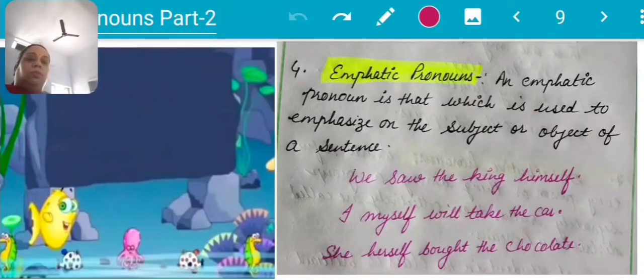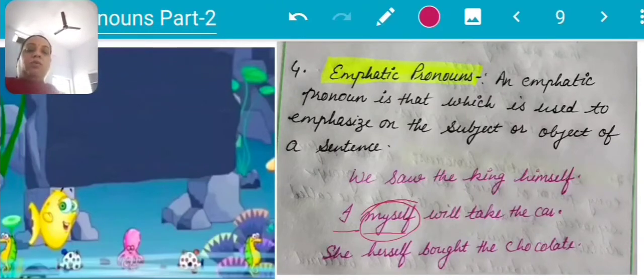Now, "she herself bought the chocolate." Moreover, one more thing I want to tell you. In the second sentence, "I myself will take the car," this myself is not working as an object, because an object remains always after the verb, and this word is just after the subject. So this also you have to take care of. She herself bought the chocolate.